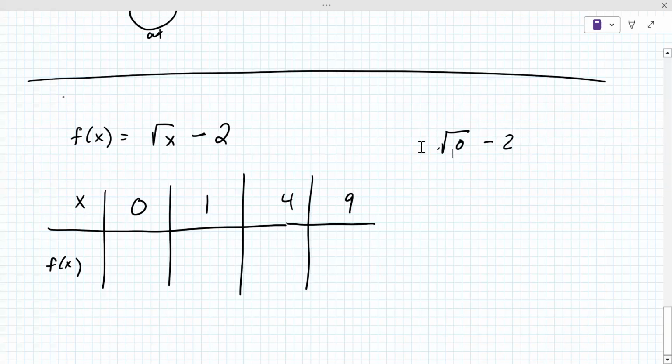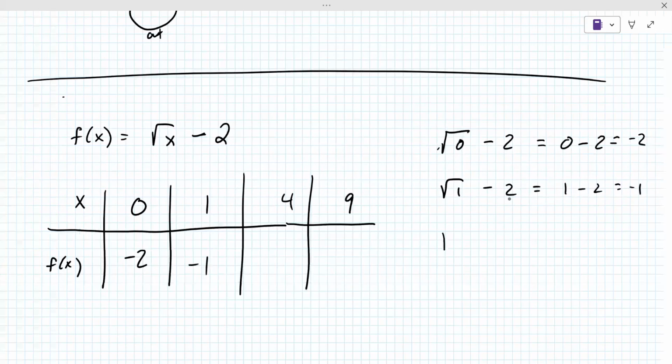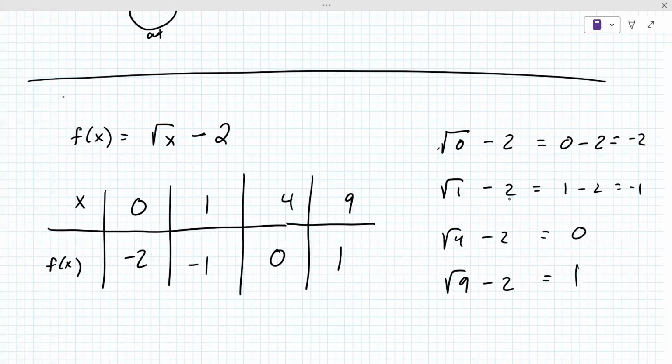Can you tell me what the square root of 0 is? Square root of 1 is 1. Square root of 0 is 0. So this is 0 minus 2. What does that become? -2. Good. And then the next one, square root of 1 minus 2. What does that become? -1. So 1 minus 2, -1. You're good. How about square root of 4 minus 2? It is 0. How about the last one, the square root of 9 minus 2? 1. Good.